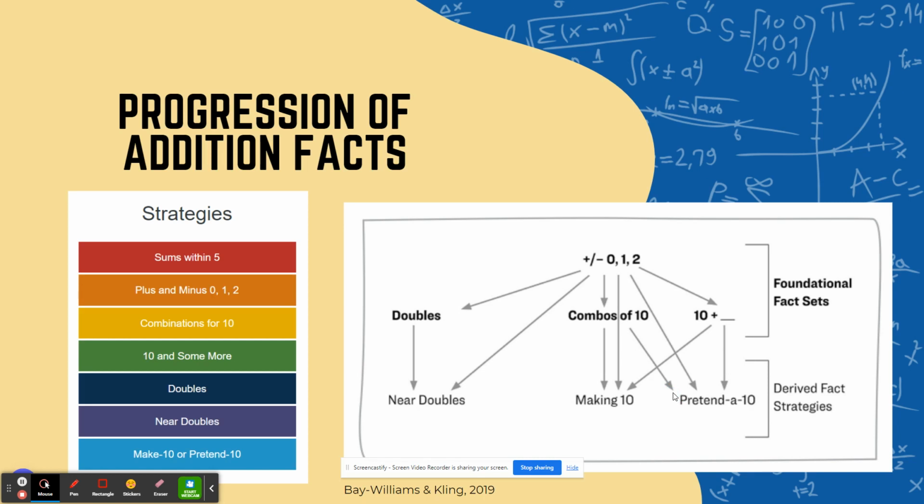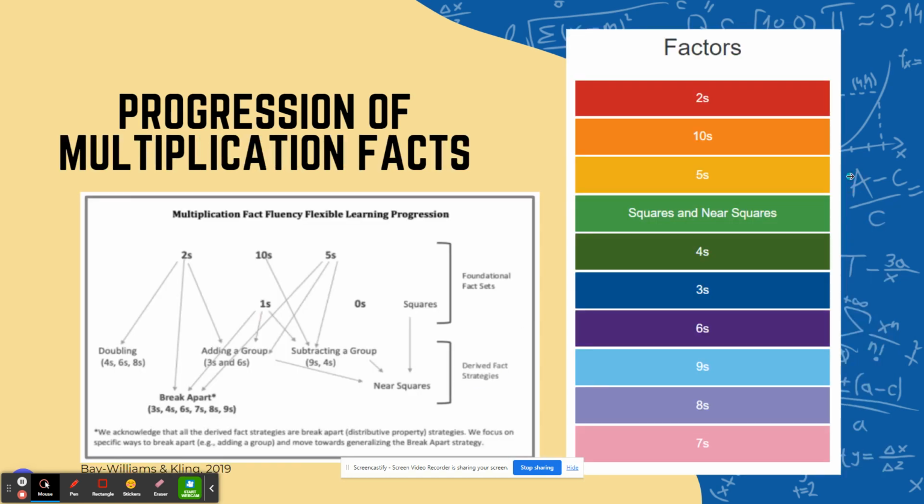Okay, so the progression of addition facts. This is the progression of strategies that is taught to our students. They are taught in this order and they also cycle. So you will have a red lesson, orange, red, orange, red, orange, yellow, orange, yellow, orange, yellow, green, and then it will just continue. So you get what I'm talking about there. So that's the addition progression.